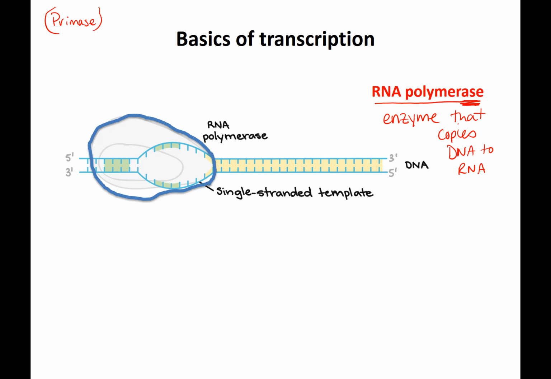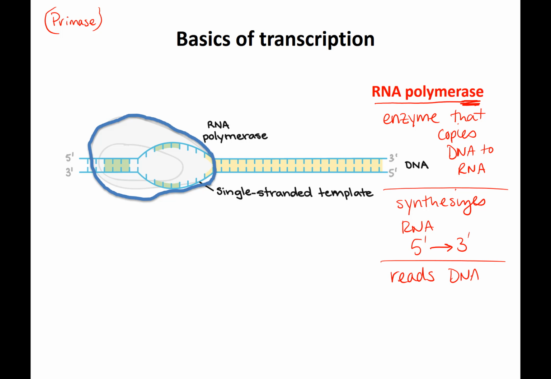Okay. RNA polymerase, just like DNA polymerase, synthesizes RNA 5' to 3'. Okay. RNA polymerase, just like DNA polymerase, reads the DNA 3' to 5', right? Anti-parallel. Everybody goes anti-parallel. Cha-cha-cha.